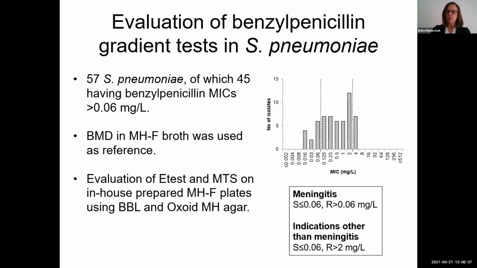And you can see in the graph there how they distribute, and also the different breakpoints that we have. The meningitis breakpoint, which is less than or equal to 0.06, more than 0.06, and then the breakpoints for other infections than meningitis, where you have a resistant breakpoint of more than 2 milligrams per liter. We looked into 2 brands of gradient tests, E-test from bioMérieux and MTS from Liofilchem. We used MHF plates that had been prepared from BBL and Oxoid Mueller-Hinton agar to see if we also had some specific problems related to the Mueller-Hinton agar used.